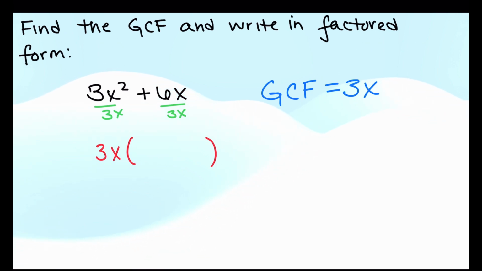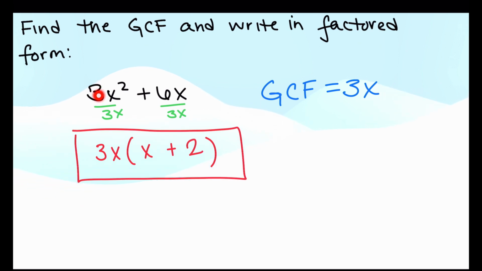So if I divide the first term by 3x, the 3's cancel out. X squared divided by x is x. If I take 6x and I divide it by 3x, x's cancel out. 6 divided by 3 is 2. And so I'm left with 3x, parenthesis, x plus 2. That is my expression in factored form, or written as a product.